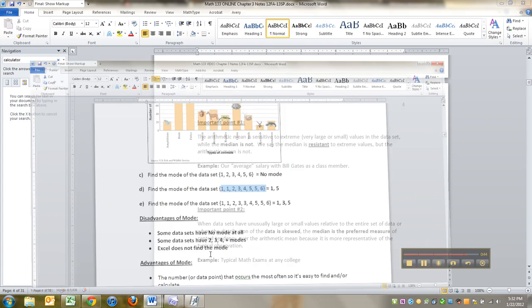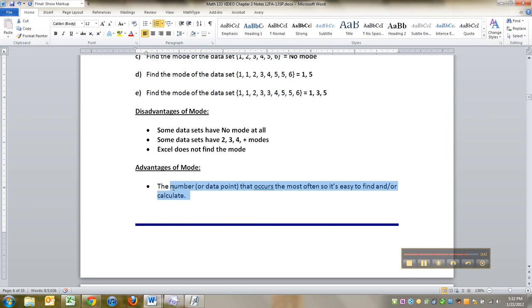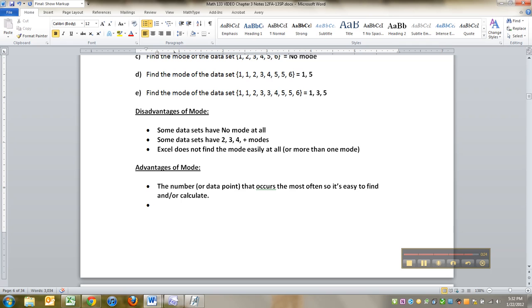Now, if that's the case, and it's such a pain, then why do we ever use it? So it's easy to find if you're just looking at it by hand, right? Excel does not find the mode easily at all, right? Or more than one mode. Excel will only find a single mode with the mode formula. And then the other mode formulas are kind of a pain, but you could work with them.